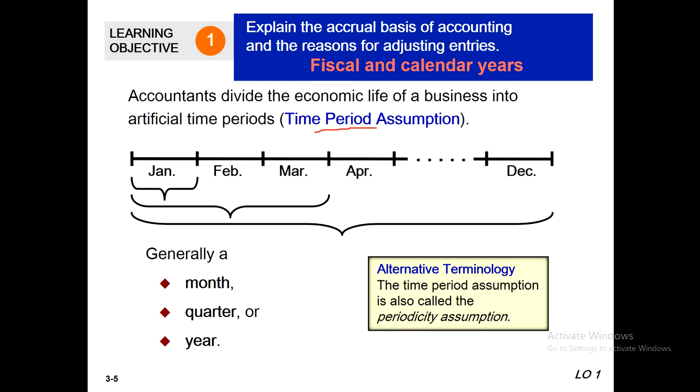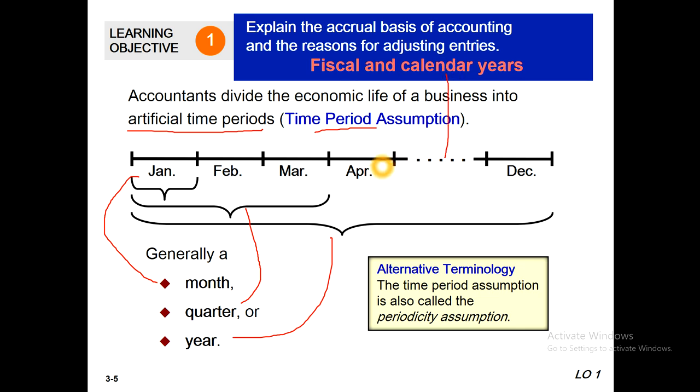We need to follow the time period assumptions, or periodicity assumptions. Accountants divide the economic life of a business into artificial time periods. This is January, 1 month. January, February, March is 3 months, we call it a quarter. January to December, 12 months, we call it a year. January to December is the calendar year.